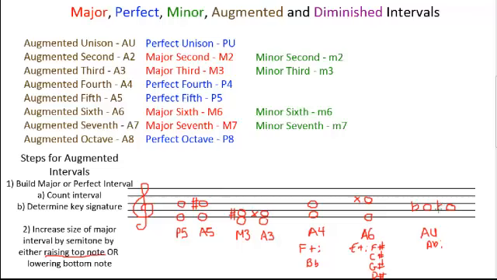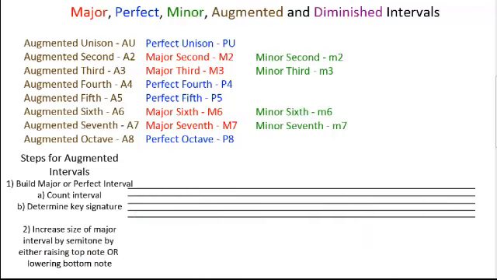In other examples like the augmented fourth, we didn't have to write in that natural because we weren't canceling anything from before. So there we have our augmented unison. So let's try some descending augmented intervals.